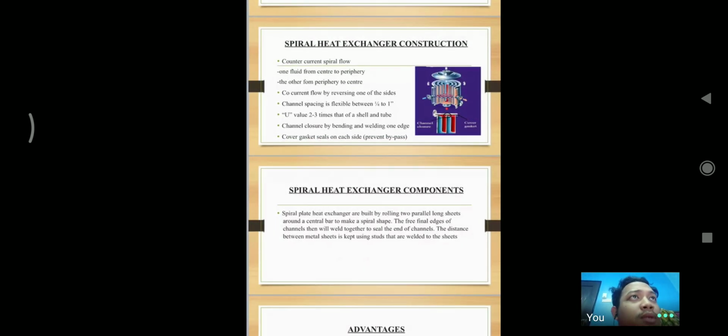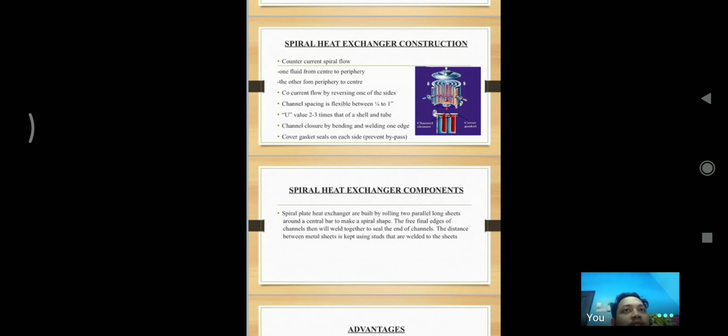Next, we have the spiral heat exchanger construction. First, counter current spiral flow: one fluid from center to periphery, the other from periphery to center. Co-current flow is possible by reversing one of the sides. Channel spacing is flexible between 1/4 to 1 inch. U is valued 2 or 3 times that of a shell and tube.